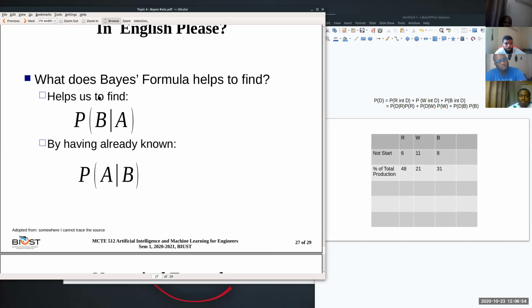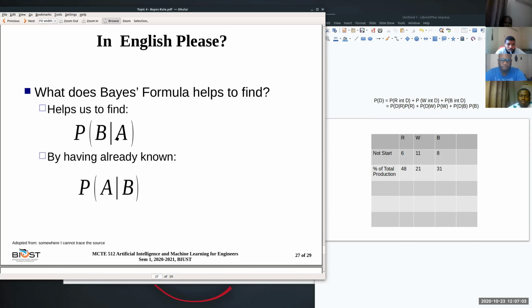Okay. So for example, what this slide is saying is that we'll be looking at B. What is the probability of B given A, when the probability of A given B is already known to us? If this is not known, then we have to find a way to do it. If this is not known, then maybe the intersections are known. Then we will use the intersections instead of the conditional probabilities.